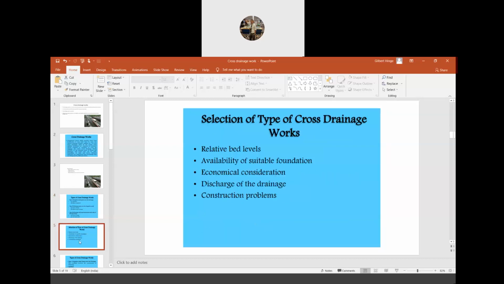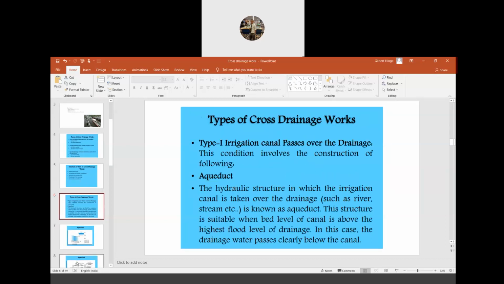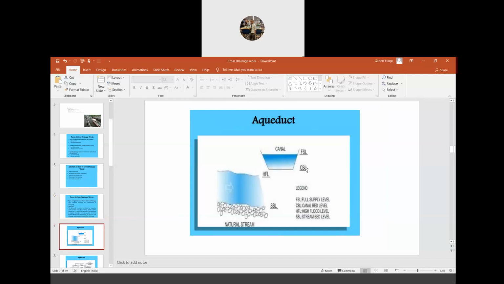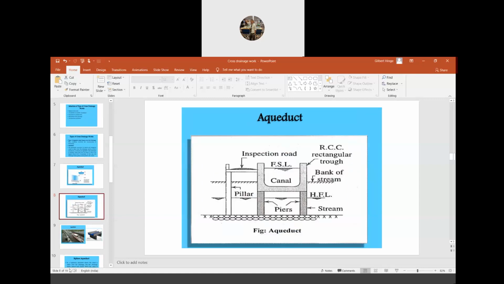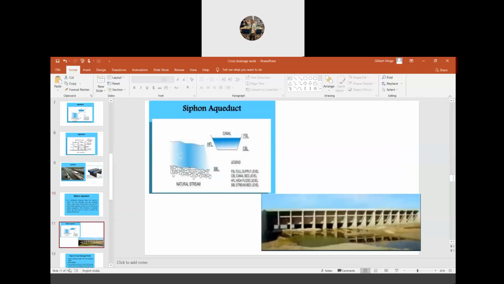In case of an aqueduct, the bed level of the canal is well above the highest flood level. You see here, there is a sufficient gap between the bed level of the canal and the highest flood level of the river. That's why both the waters are under atmospheric pressure. However, in case of a siphon aqueduct, the bed level of the canal is below the highest flood level.